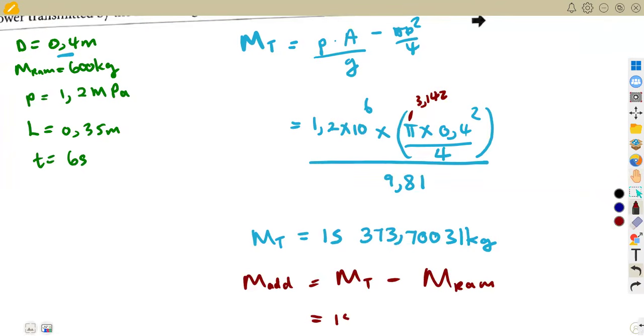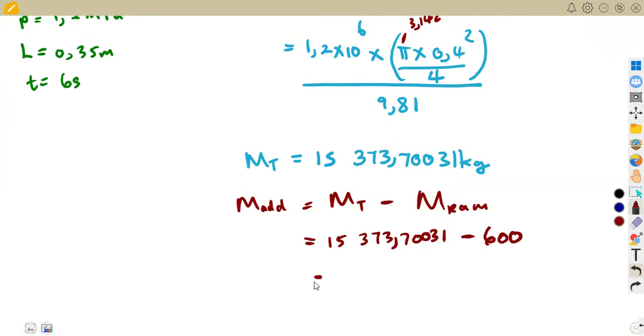We got 15,373.70031 minus the mass of the RAM. The RAM has a mass of 600 kilograms. You subtract these two, and you obtain the additional mass to serve that pressure. So that's 14,773.7 kilograms. That is our additional mass.